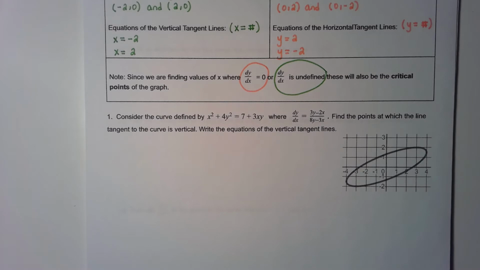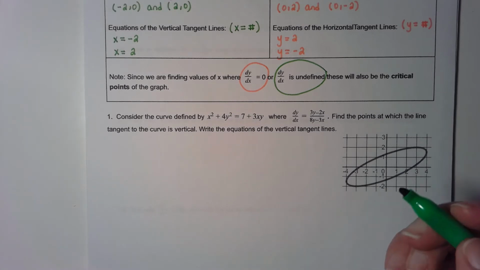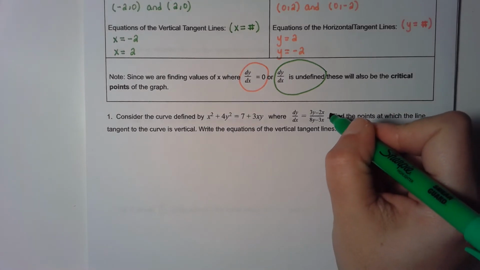Find the points at which the tangent line to the curve is vertical, and then write the equations of the vertical tangent lines. That means this question has two parts. First, we need to find the points at which the tangent line is vertical. So that's part one.